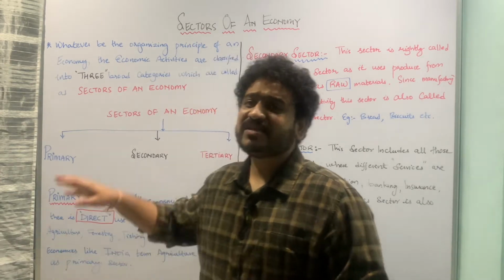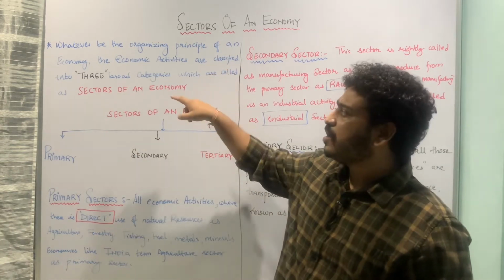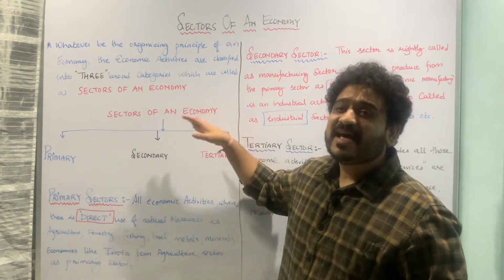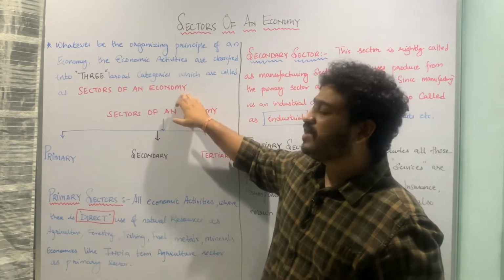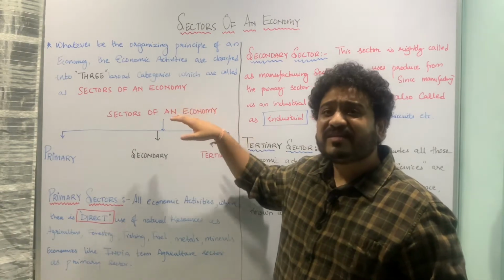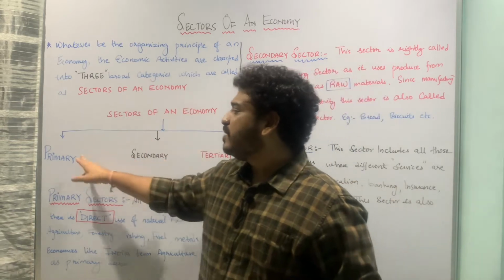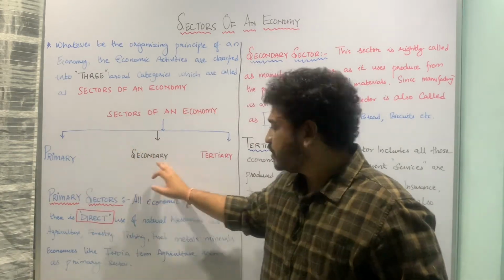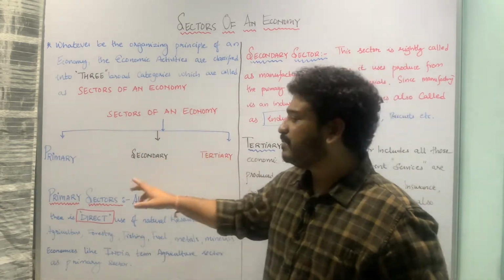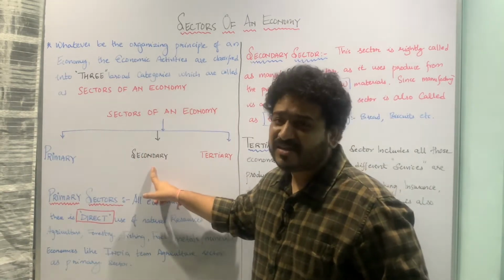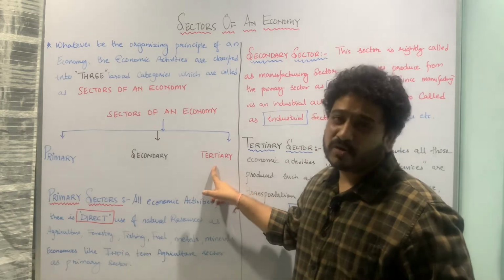Whatever the organizing principle in an underlying economy, the economic activities are classified into three broad categories, and these categories are called sectors of an economy. So let us look at what are the different sectors which exist in an economy. These sectors are called the primary sector, secondary sector and tertiary sector. Alternatively, the primary sector is also called the agricultural sector, the secondary sector is also called the industrial sector, and the tertiary sector is also called the service sector.